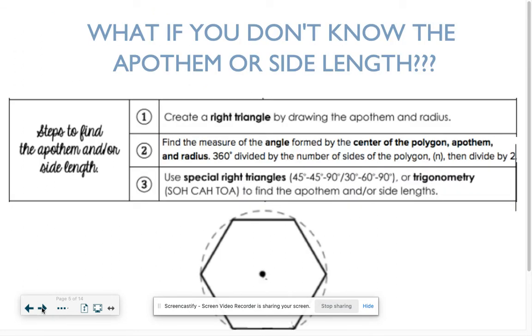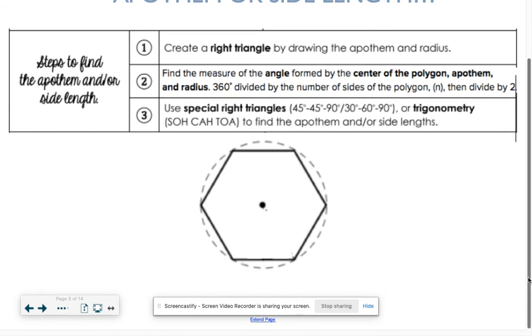So we have a nice little step-by-step process here. What if you don't know the apothem or the side length? Well, let's talk about it. Step 1 is to create a right triangle by drawing in the apothem and radius. So if we have, let's say, a hexagon like this, draw in your apothem. There's our apothem. Here is our radius. If it makes your life easier, just draw it off to the side too. This is what we're dealing with.